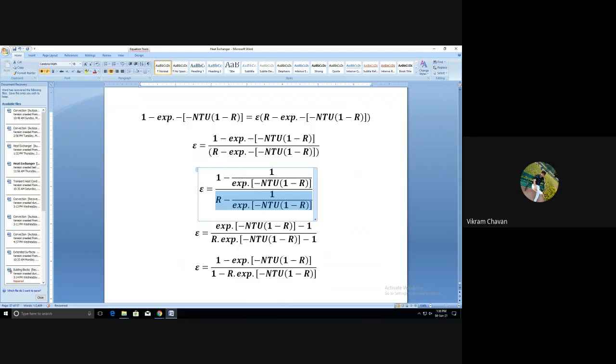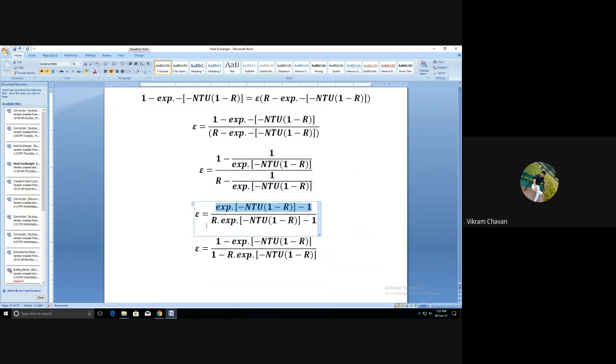Now do the cross multiplication. The exponential term multiplied by 1, so that will be the exponential term minus 1, which we have written over here. And the exponential term multiplied by r, so that will be r multiplied by exponential, and minus 1 will be this. So the denominator will be r multiplied by exponential of the bracket minus 1.